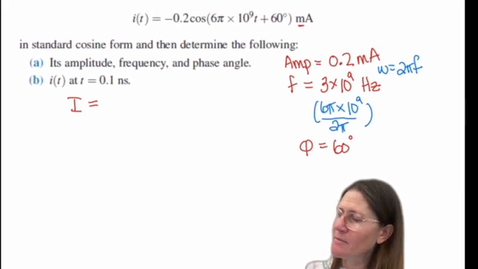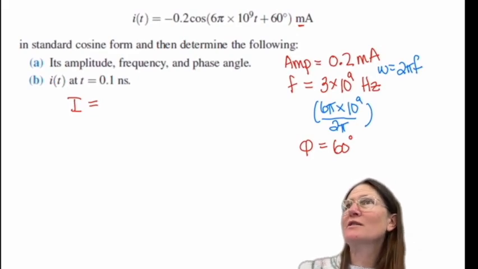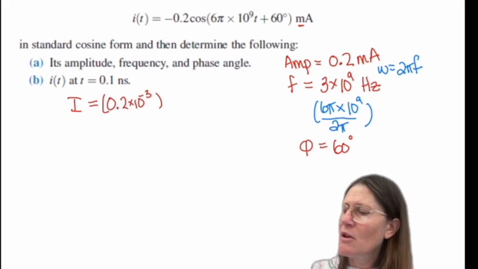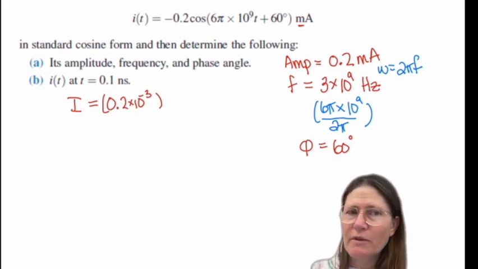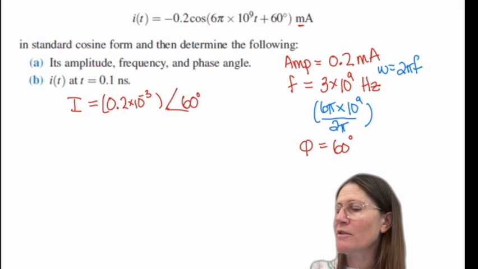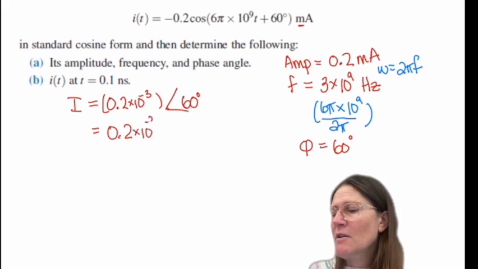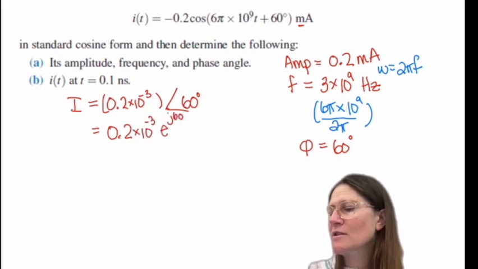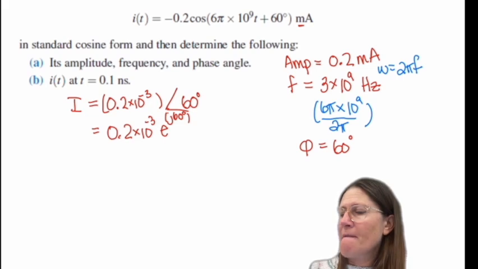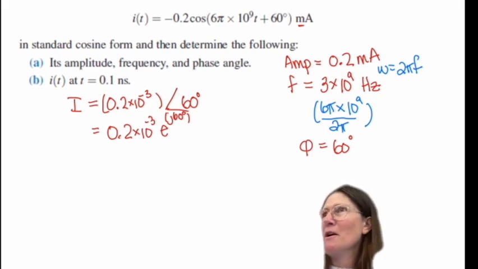Correct, 60 degrees. All right, so if I was to write this phasor, I would use that amplitude, so it would be 0.2 times 10 to the minus 3. And then there's two different symbols. This is the angle symbol, so you can do angle of 60, or you can write it in e to the j 60 degrees. All right, is there anything wrong with that?